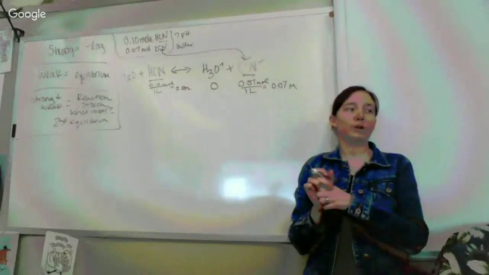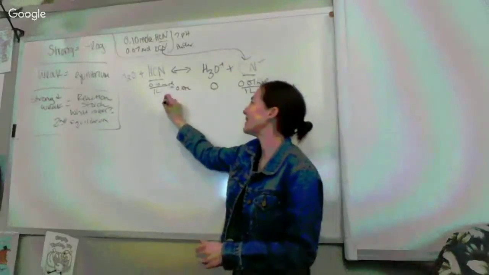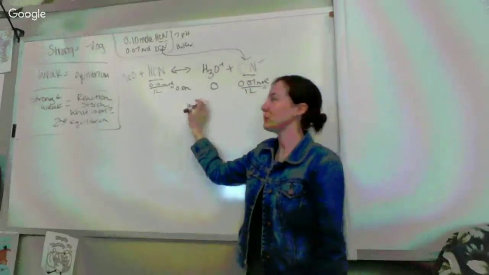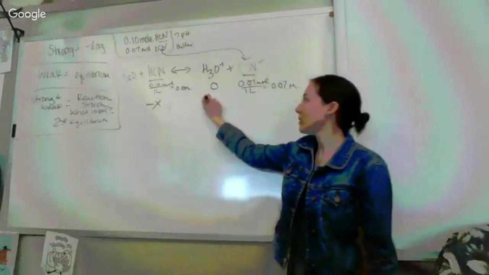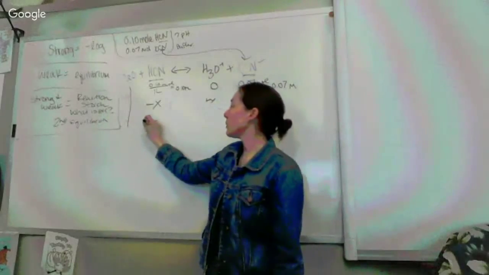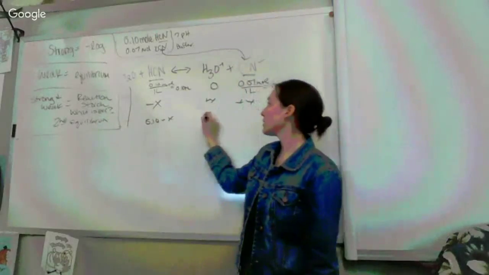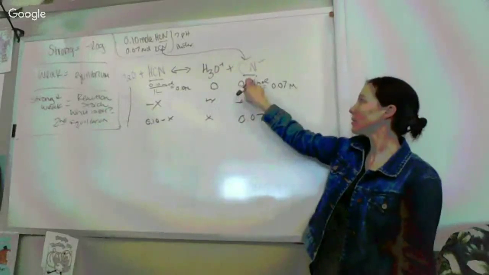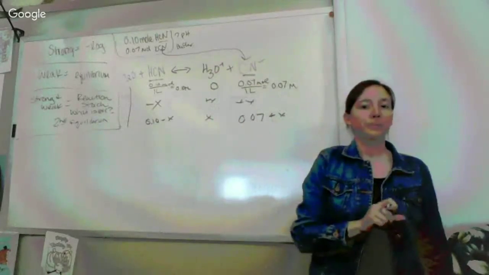Sorry, I got an email when I was paying attention for a second. Yes, we have 0 here, so we have to shift it forward to make H3O plus. So I'm going to subtract x, I'm going to add x, and I don't care about water because it's a liquid. 0.10 minus x, 0.07 plus x. I have terrible handwriting.